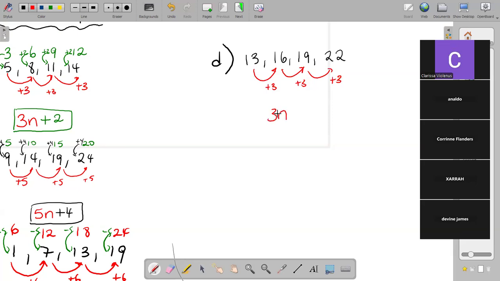So 3n means what? Multiples of 3. So that would be 3, 6, 9, 12. But that's not what they asked. That's not what they gave us. They gave us 13. So the next thing for you to do is to say, how do I go from 3 to 13, 6 to 16, 9 to 19, 12 to 22? And it's obvious, plus 10, plus 10, plus 10, plus 10. So your answer is 3n plus 10.